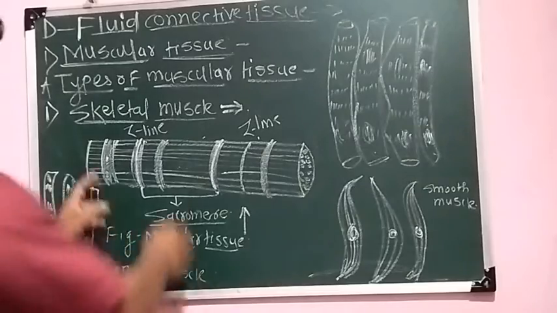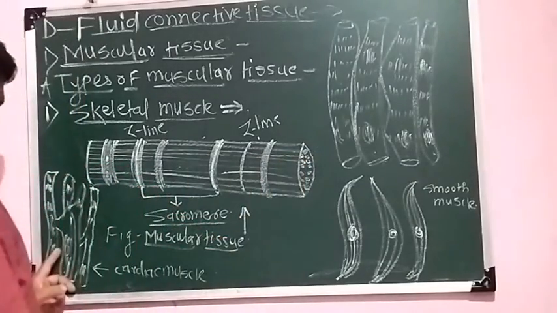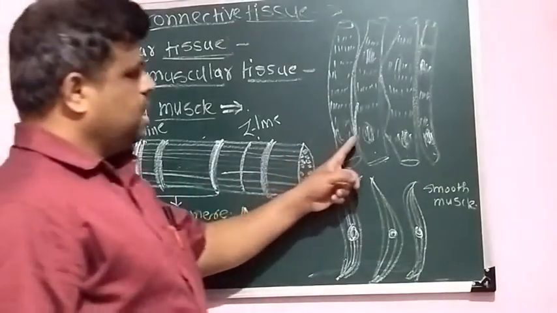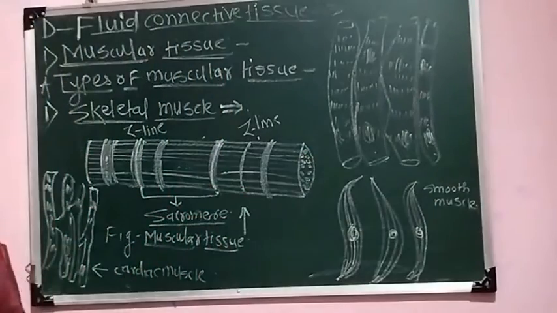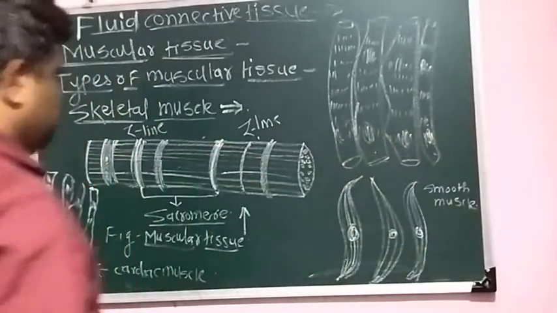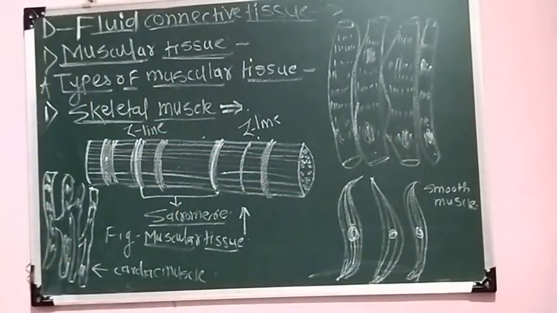This is a diagram of muscular tissue. This is a diagram of cardiac muscle. This is a diagram of the smooth muscles. And these are striated muscles. So this is simply regarding the skeletal muscles.